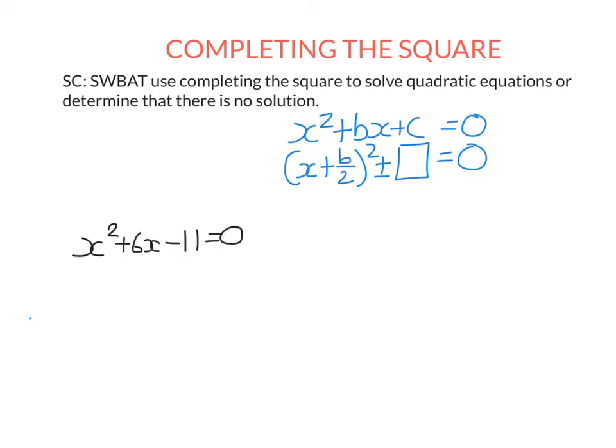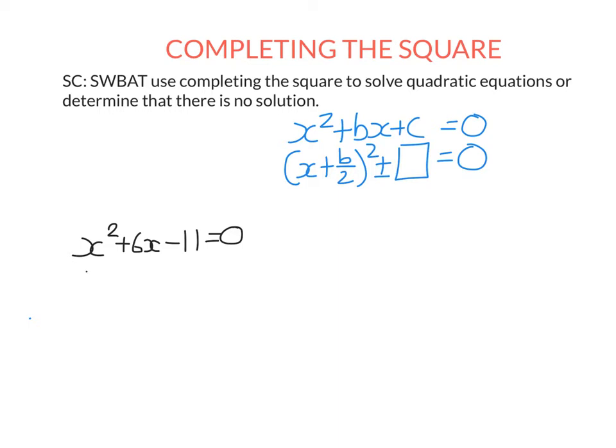So let's say we have this equation here: x squared plus 6x minus 11 equals 0. We're not going to have any luck trying to find two numbers that multiply to negative 11 and add to 6. But we could easily calculate the discriminant and find that there are two solutions. So we could solve this using the quadratic formula. Now we're going to use completing the square.